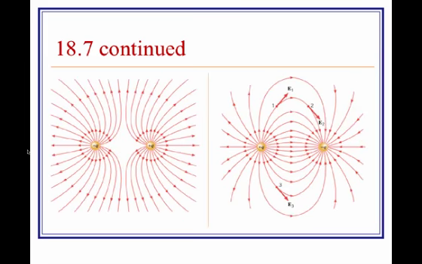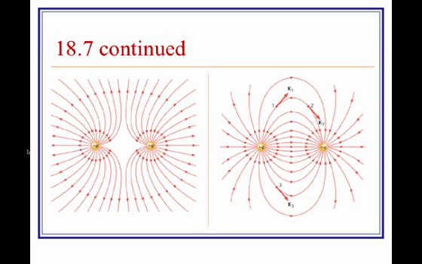Here are some more examples of electric field lines. Here we have two positive charges on the left, and you can see the field lines are wrapping away from each other. They're repelled by each other, and they're going away from there. So you can see how the curve is set up. And on the right, we have a positive and a negative charge, and you can see how the field lines combine there.